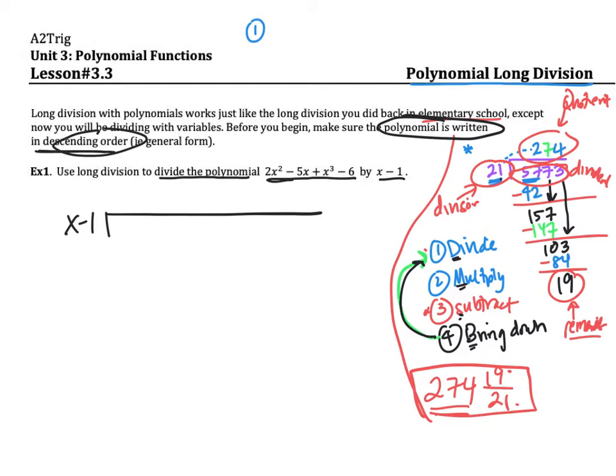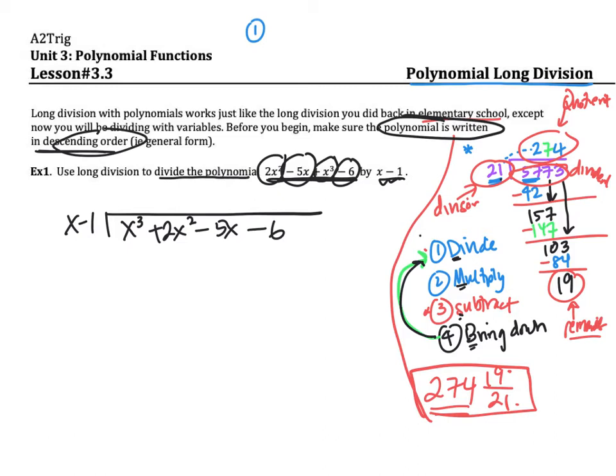This is not currently in descending order, so we need to take the highest degree term first, which is x to the 3rd power. Then I need to take the second highest degree, which is 2x squared. It's positive, so I put plus 2x squared. My next highest degree, minus 5x, and finally the constant, minus 6. My x minus 1 is already in descending order, so I'm good to go.